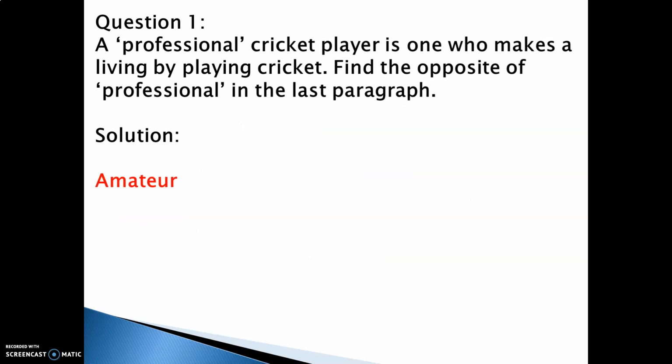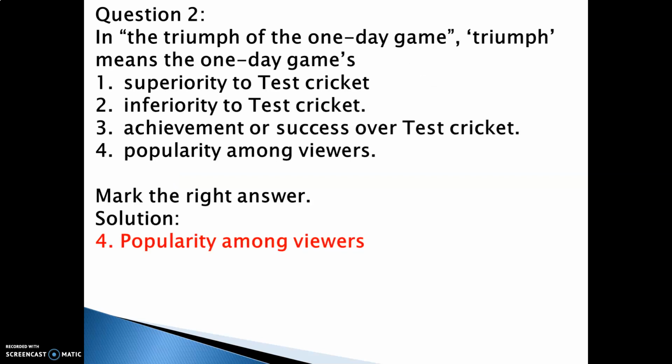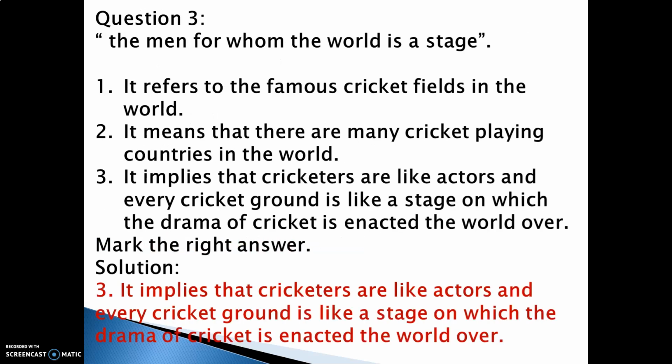Now, question 1: a professional cricket player is one who makes a living by playing cricket. Find the opposite of professional in the last paragraph. Amateur. Second question, in the triumph of the one-day game, triumph means the one-day game's popularity among viewers. Question 3, the men for whom the world is a stage. It implies that cricketers are like actors and every cricket ground is like a stage on which the drama of cricket is enacted the world over. That is the right answer.